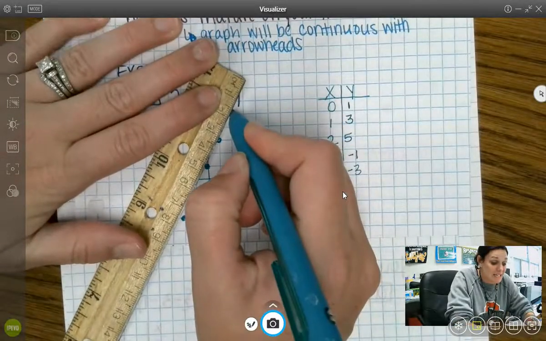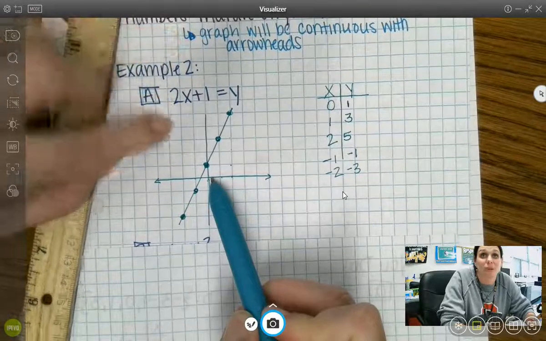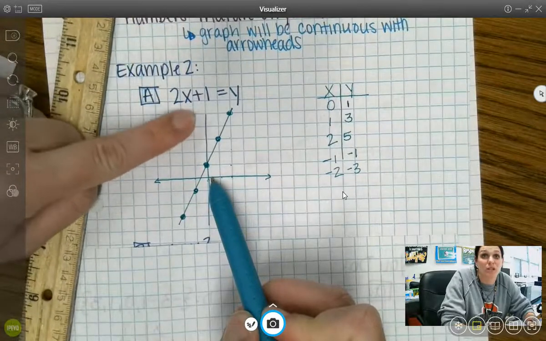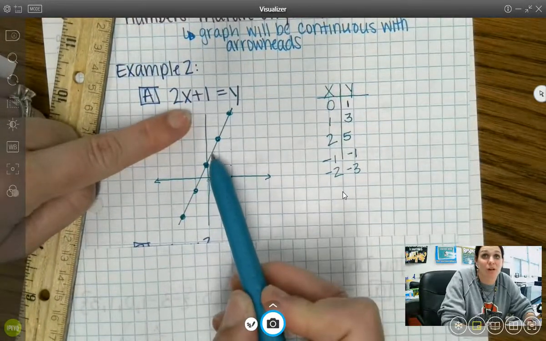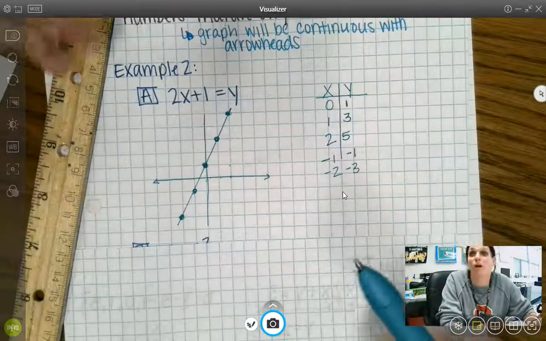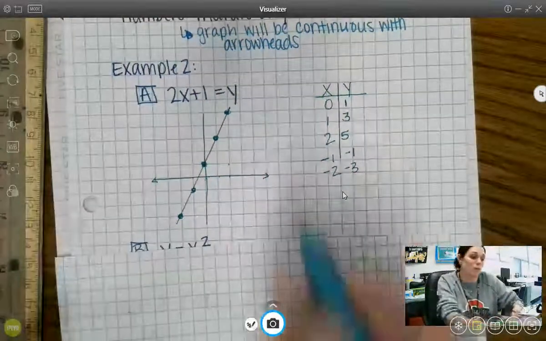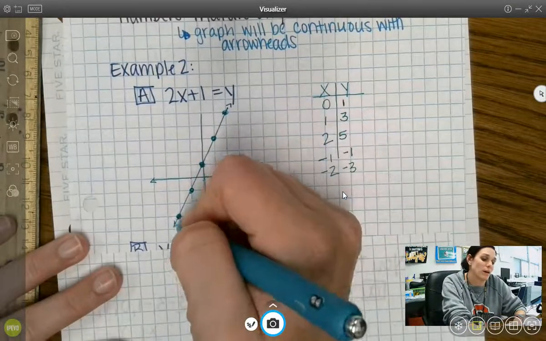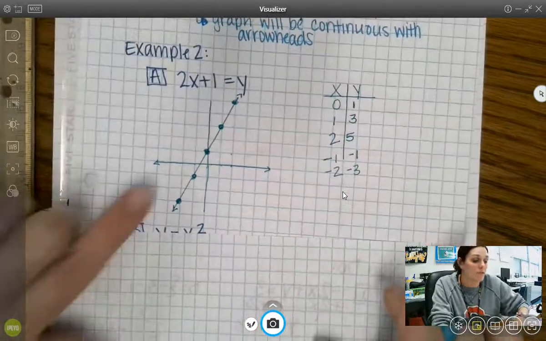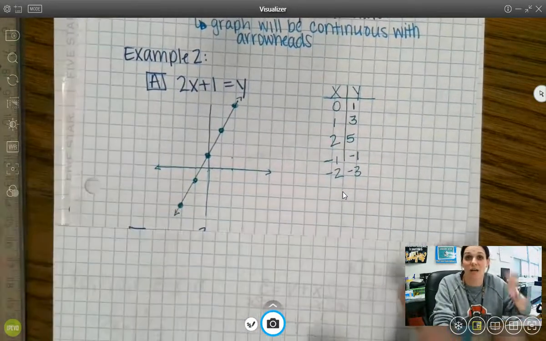Because technically, I could have chosen a half. Half of 2 is 1, 1 plus 1 is 2. So at half, notice it crosses at 2. I could have chosen 2 1/3. I could have picked 4 1/8. So that's why there's numbers in between. Therefore, we connect, and then we put the arrowhead on either side. Now, if I only picked positive numbers, please make sure you're still extending your line to cover the other side of it.